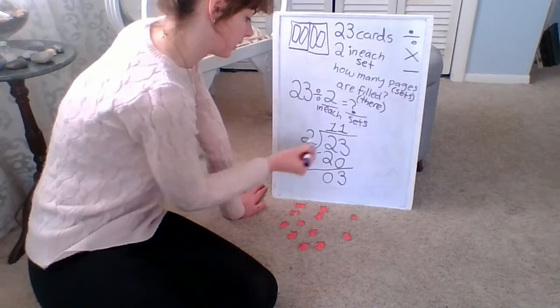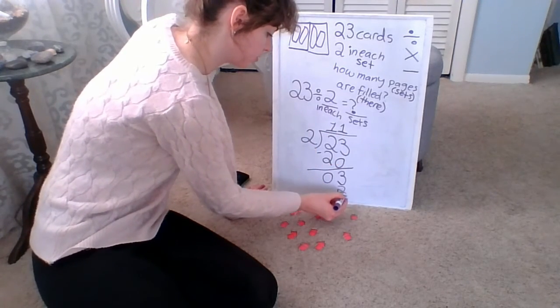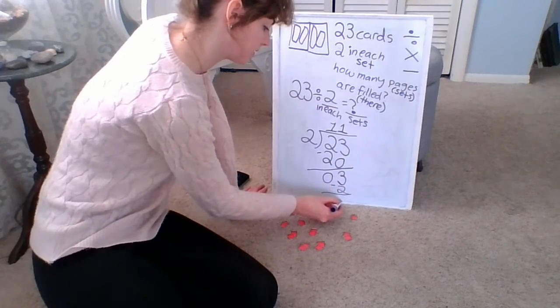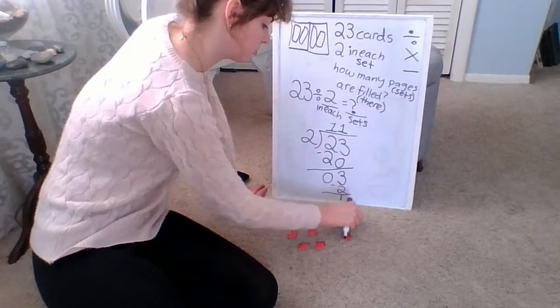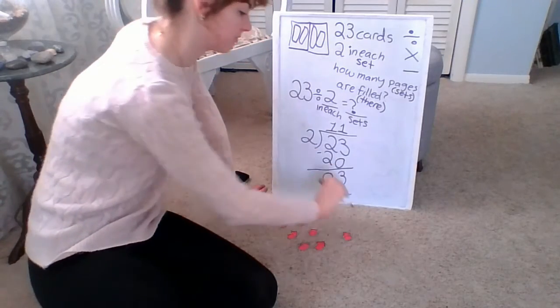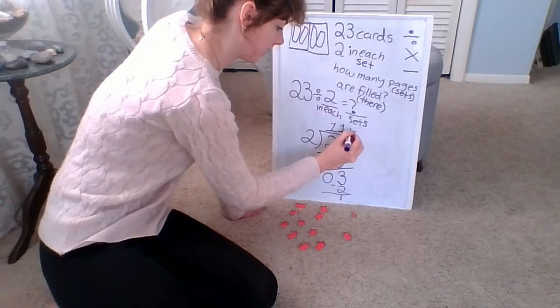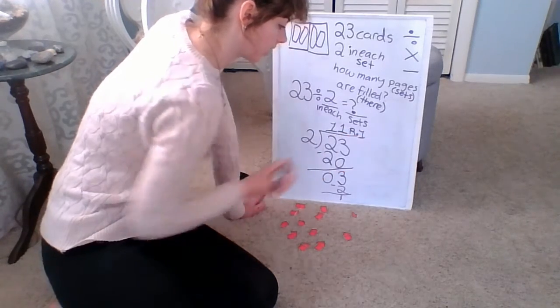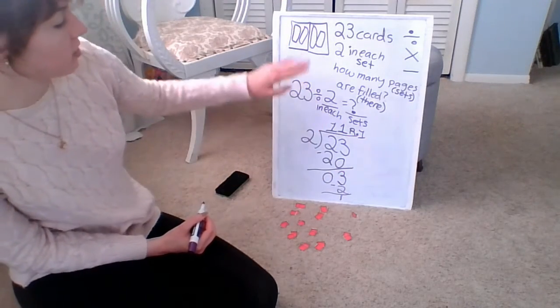So 1 times 2 is 2. I was able to match up 2 blocks. Let's subtract and see if I have any left over. 3 take away 2 is 1. So I do have one card left that is not on a full page. The remainder is one card. So how many full pages am I able to make?